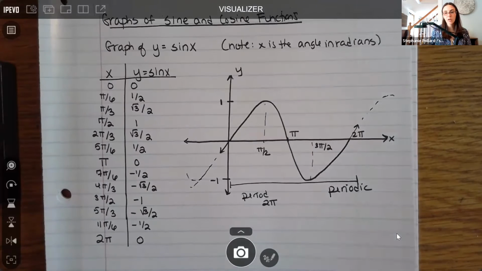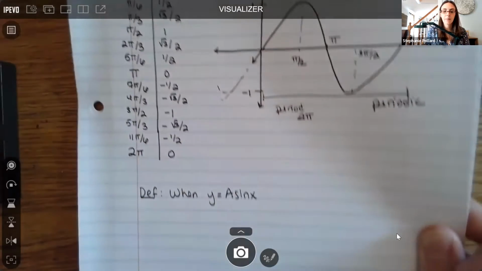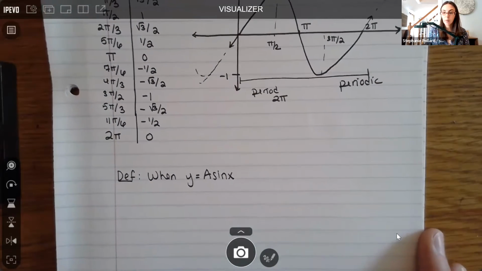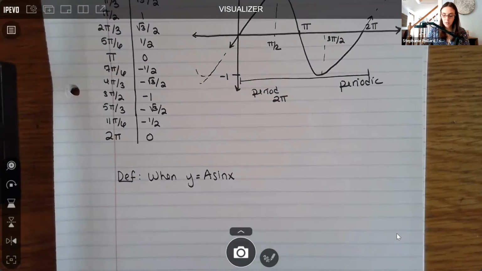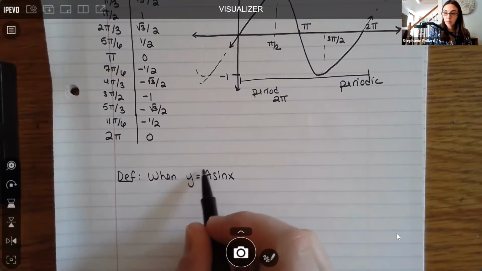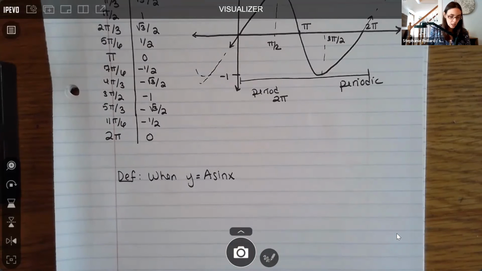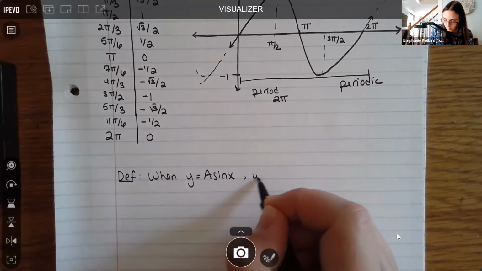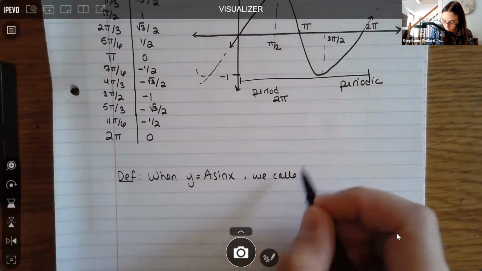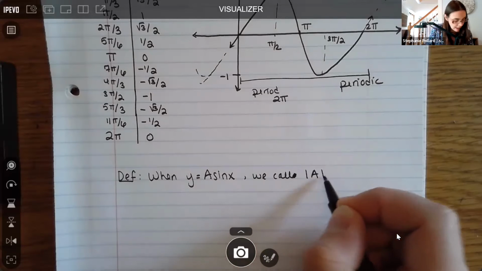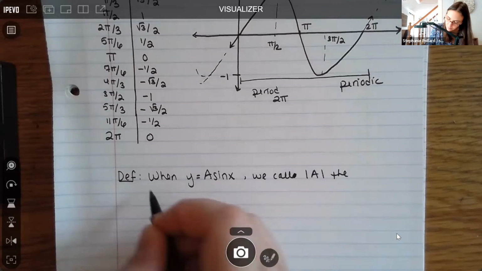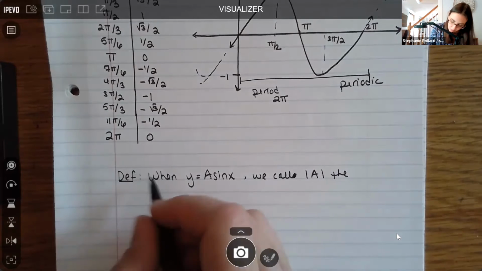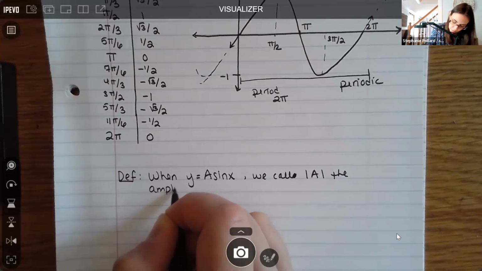So I'm going to just start and do small changes at a time. I won't do all the changes at once. So the first one I'm going to do is talk about having a multiplier outside the sine function. So when y equals a sine x, we call the absolute value of a the amplitude.